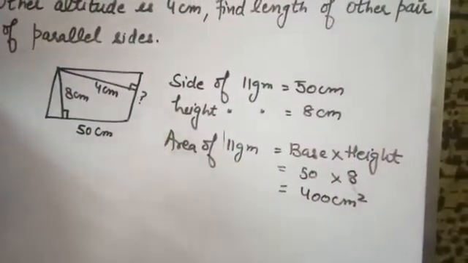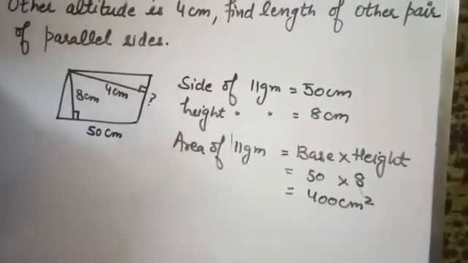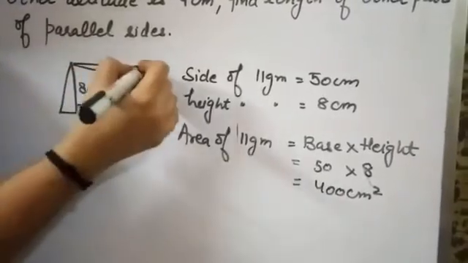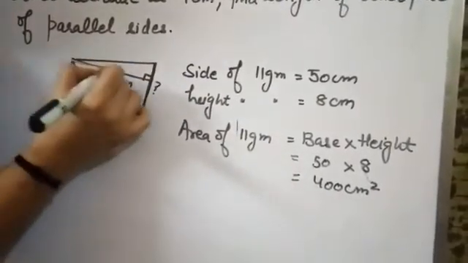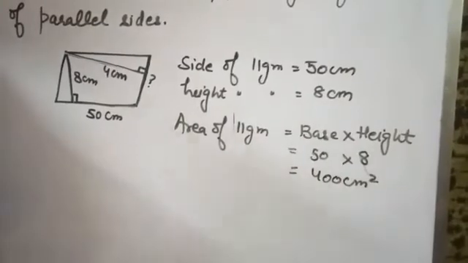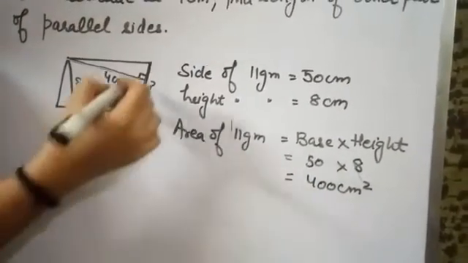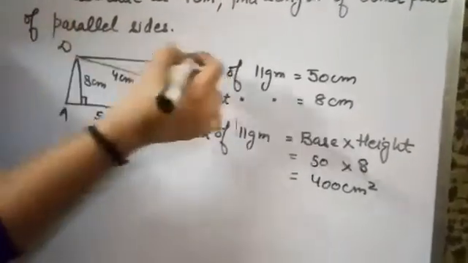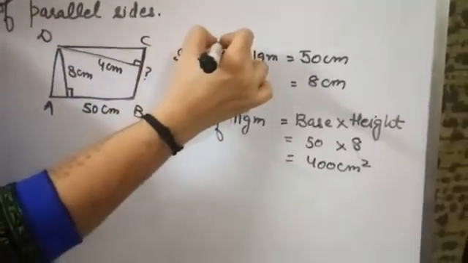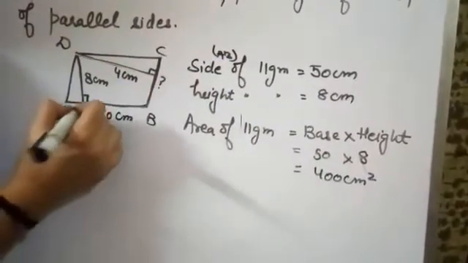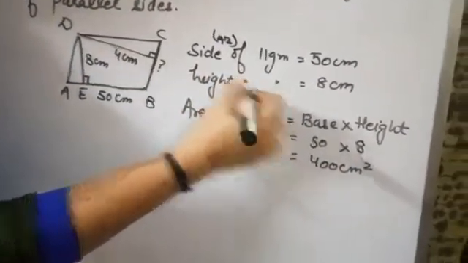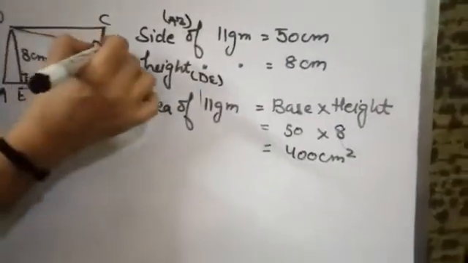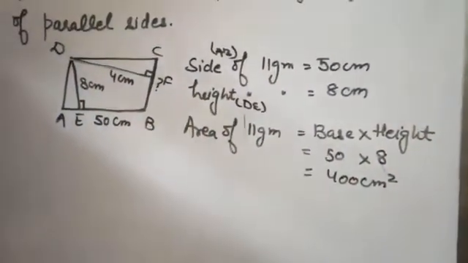Now how can we find this base, this side? One thing is clear: the parallelogram is the same. If you take either this base with its corresponding height, or the other base with its height, the area of the parallelogram will remain the same. I am going to name it ABCD. We have taken side AB already, and the height we have taken is DE. Now if you take the base BC and the height DF, the area will remain the same.